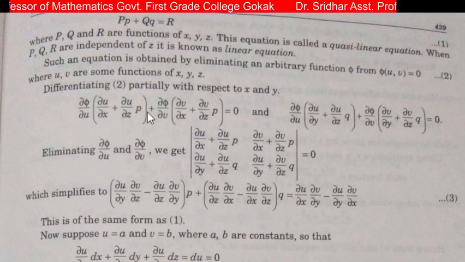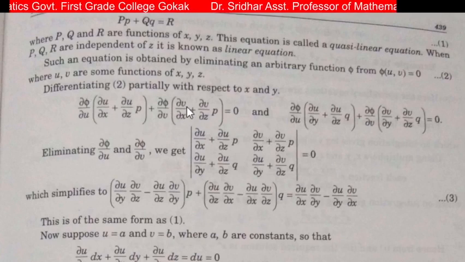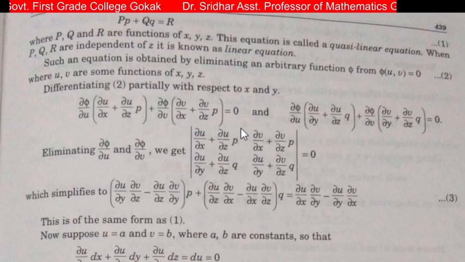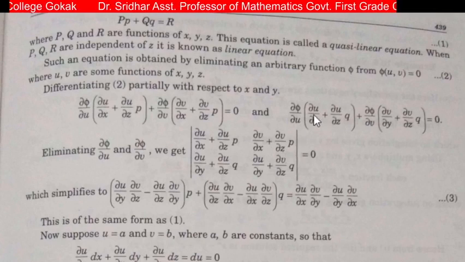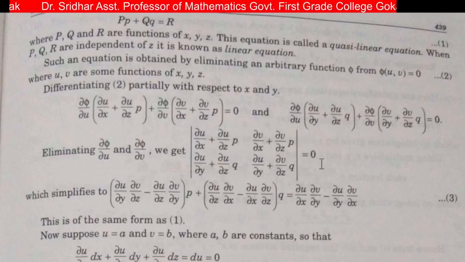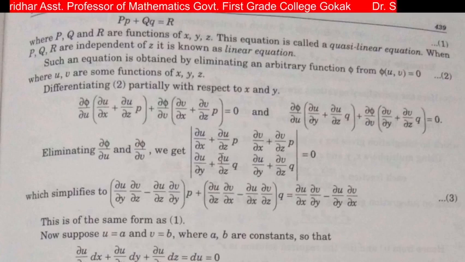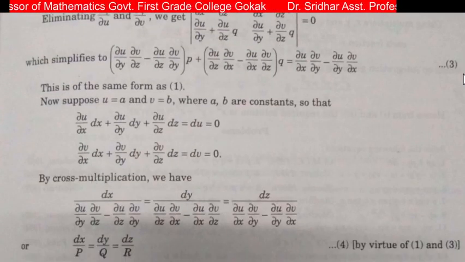In the first row we write the coefficients of ∂φ/∂u, that is ∂u/∂x, ∂u/∂z into p. Next, in the second equation we write the coefficients of ∂φ/∂u and ∂φ/∂v, equal to 0. Next, after simplifying and expanding this determinant, we get this equation. Call this equation 3.